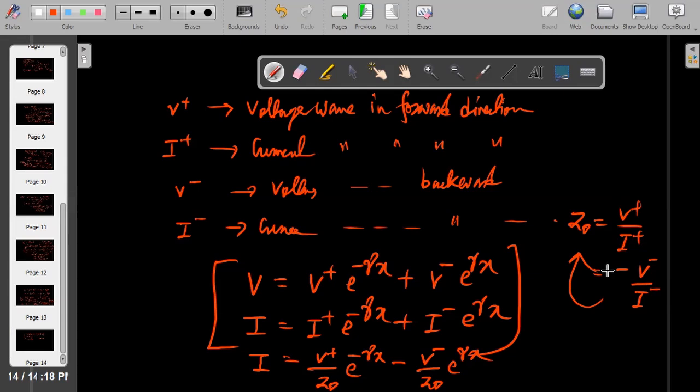Now why am I writing this? Now look here. We want to solve these equations, but how many parameters are there? Initially, there are V plus, V minus, I plus, and I minus. But we have reduced 4 arbitrary constants to 2 only. Again, V plus is there, V minus is there. So 4 arbitrary constants we are changing to 2.